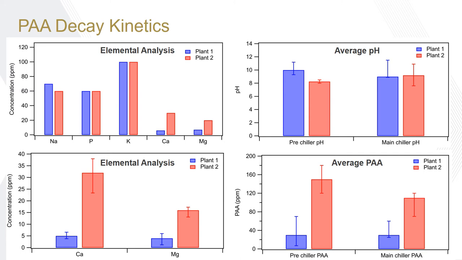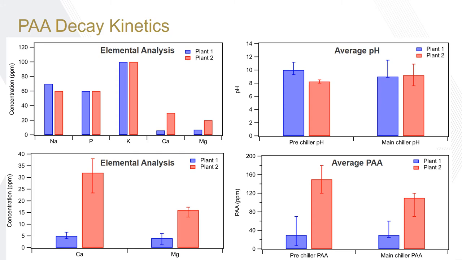For the calcium, Ca, and magnesium, Mg, we saw some stark differences. I zoomed in on those 2 elements for the bottom left-hand chart. As you can see, in plant 1 the calcium and magnesium levels are much lower than that of plant 2. This makes sense as one plant uses municipal water while the other uses well water, owing to increased hardness and higher calcium and magnesium levels.